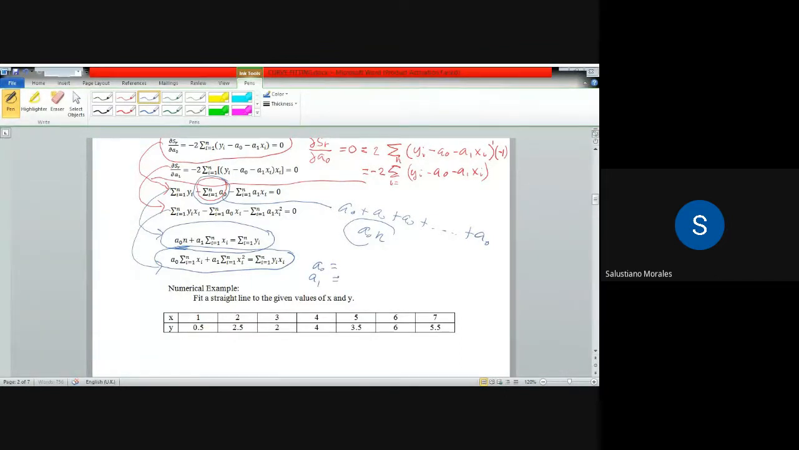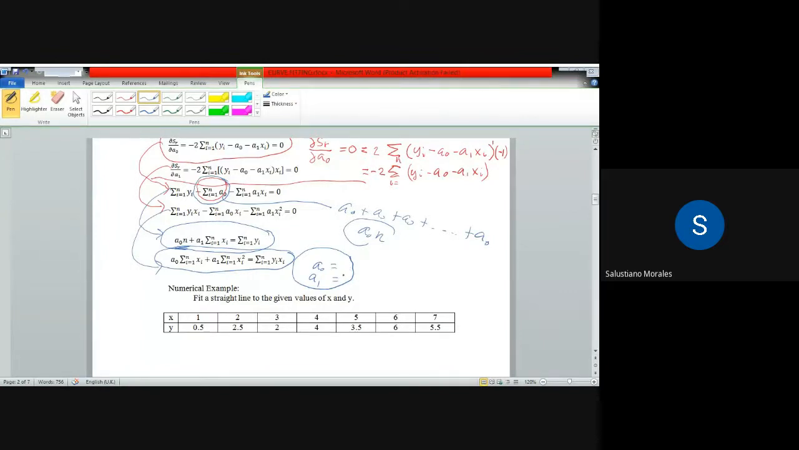Because the values of x and y are given, and n is the number of data points. Therefore, the only unknowns in these two equations are the coefficients A0 and A1. And these values of A0 and A1 determined from those equations will give us the minimum value of the sum of the squares of the residuals.